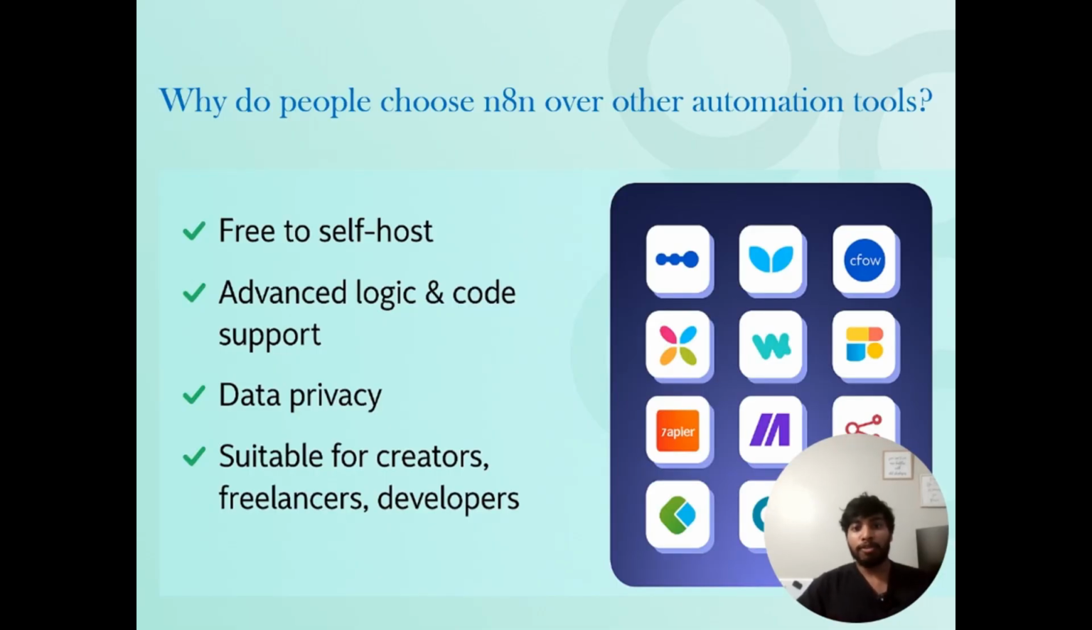So you might wonder, why should you choose n8n when there are tools like Zapier or Make? Here is why. n8n is open source. You can fully control it, customize it, even host it yourself. It gives you powerful features for free that many platforms charge for. It's not just about automating tasks. It's about doing it your way, securely and affordably. It's free to self-host, has advanced logic and code support, data privacy, and is also suitable for creators, freelancers, and developers.